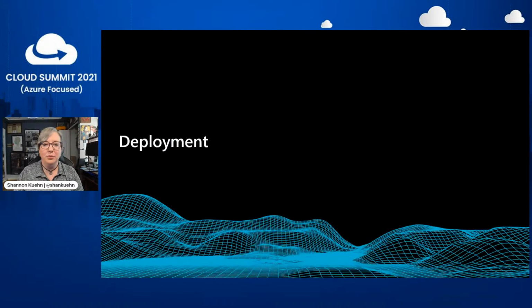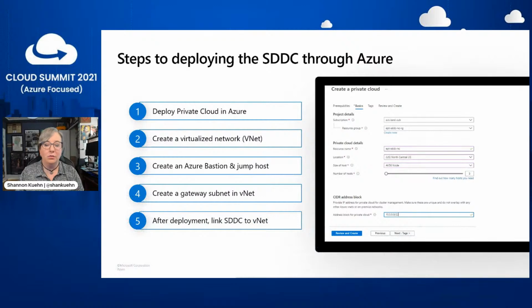Let's spend some time talking about the deployment process next. So right now, you will deploy the private cloud in Azure. It's just like a lot of other Azure resources. In fact, I've got a video demo that walks through this. You'll create a VNet, and then you'll create an Azure Bastion and a jump host. You could always create a jump host with a public IP that has just-in-time as well. Bastion is not in every single region. Just note that you will need some sort of way to access the web GUI once Azure VMware Solution deploys.